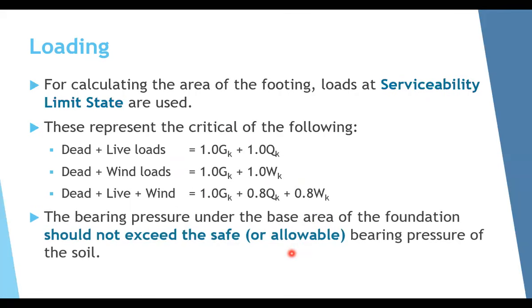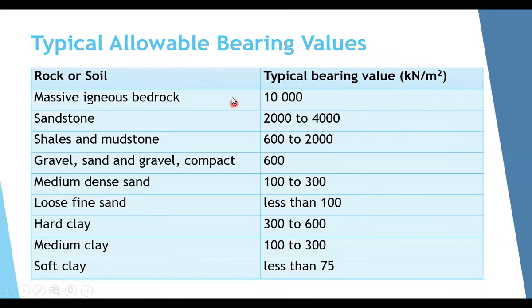And when we design the footing, we should use an area of the footing that will not result in exceeding this safe or allowable bearing pressure of the soil. So what is this allowable bearing pressure of the soil? This depends on the type of the soil. We can get these values using soil investigation, and from the soil investigation report, it will tell us how much is the bearing capacity of the soil, and at which level we can make our foundation, and many other information we can get from the soil investigation report.